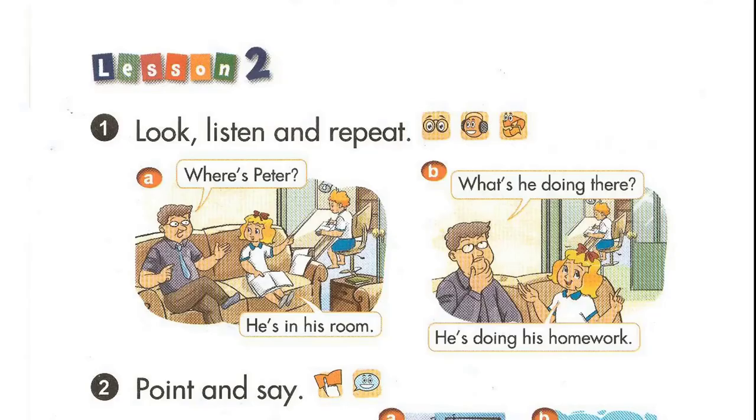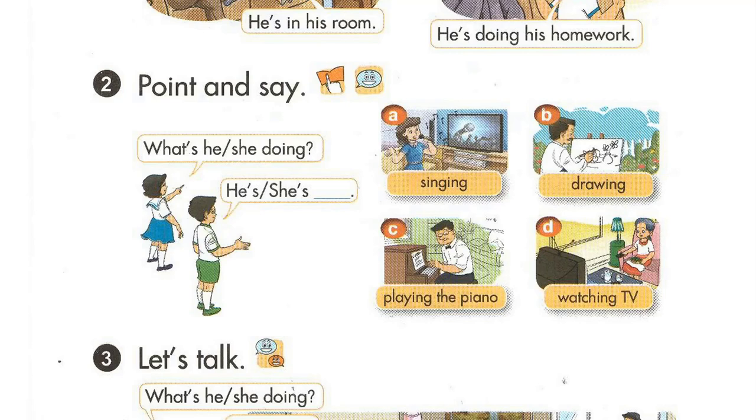Page 54. Lesson 2. Activity 1. Look, listen and repeat. A. Where's Peter? He's in his room. B. What's he doing there? He's doing his homework. Page 54. Lesson 2. Activity 2. Point and say. What's she doing? She's singing. What's he doing? He's drawing.